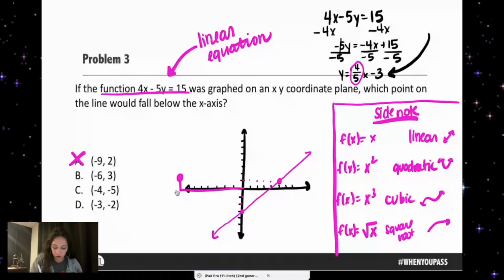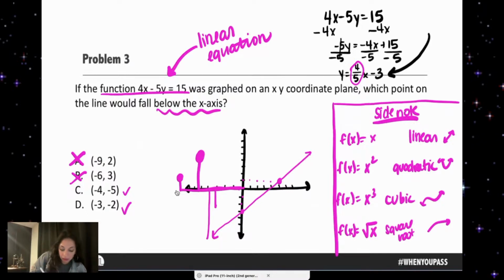Negative 6, 3. Over negative 6, up 3. Those are not completely accurate because I'm just doing a really brief check of whether it's even in the right quadrant. No, that doesn't work. Negative 4, negative 5. That falls below the x-axis. Check. Negative 3, negative 2. That falls below the x-axis. Check. So now I need to figure out which of those points falls below the x-axis and is on the line. Well, I could do one of two things.